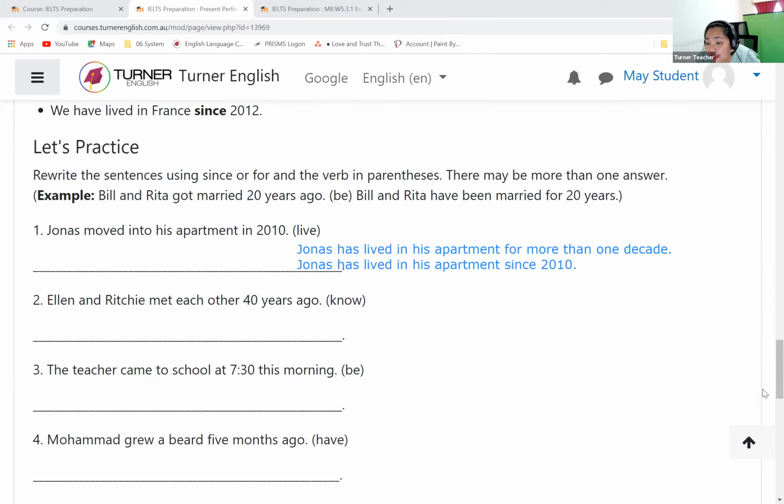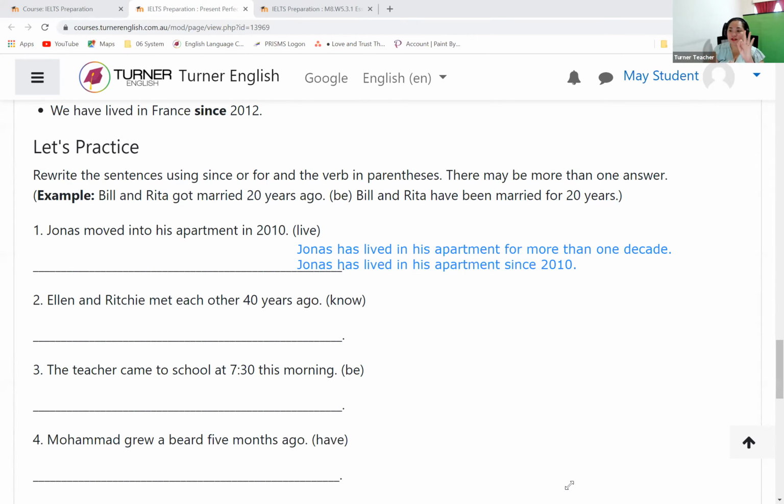Okay. So let's try the next one. Number 2. Let's try since. The teacher came to school at. Yes, Miss Andrea is correct. A little bit more practice here, everyone. Yeah, good, good. Don't forget your structure. Has or have plus past participle.